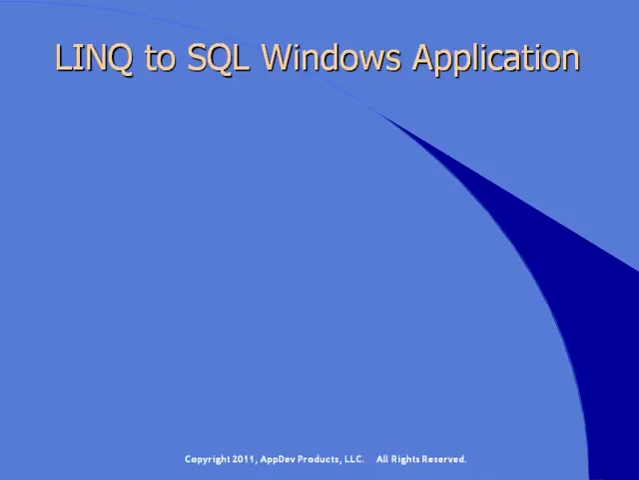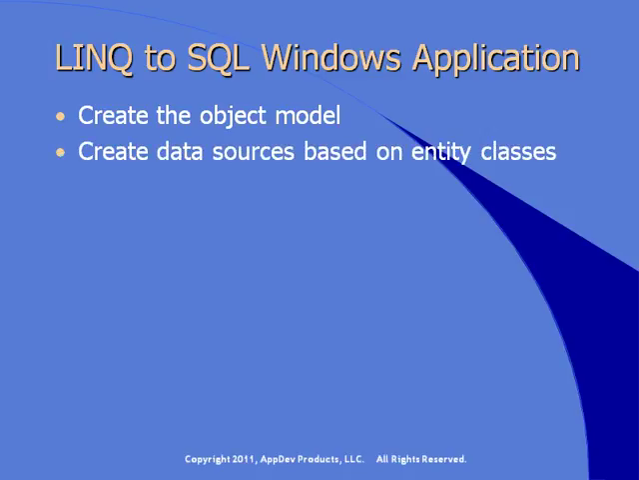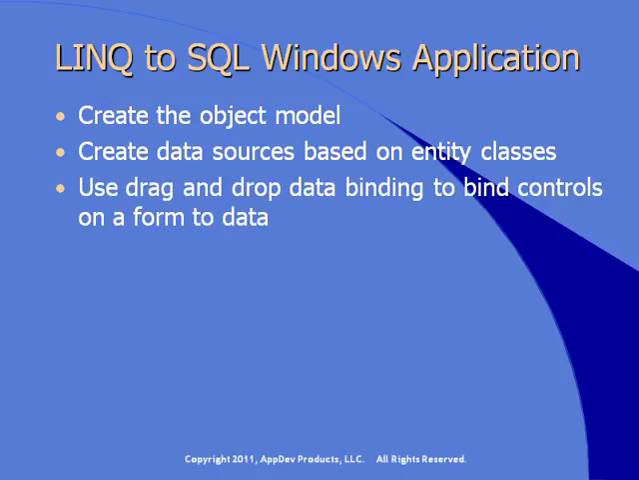What are the steps you have to take to use LINQ to SQL in a Windows application? Well, the first thing is to create your object model, and you're familiar with that by now. Open up the Server Explorer, drag tables onto the Object Relational Designer, and build your object model. Then in your Windows application, you're going to want to create data sources based on each of the entity classes in your model. And then you can use drag and drop data binding to bind controls on the form to data.